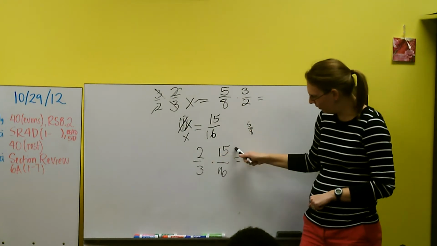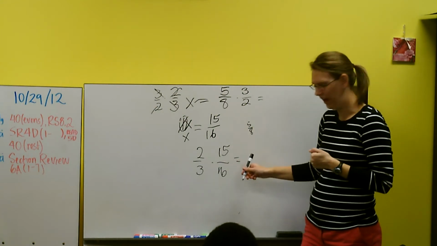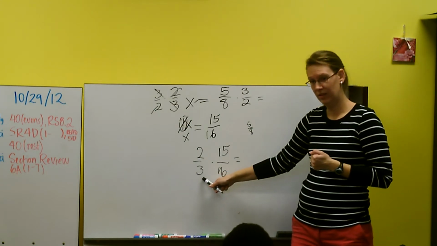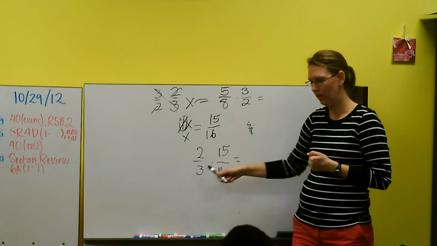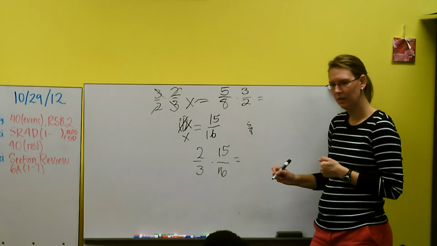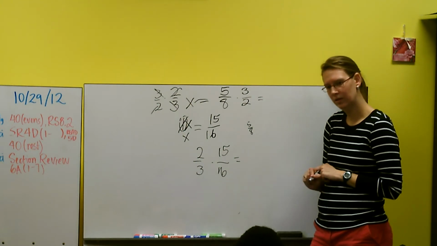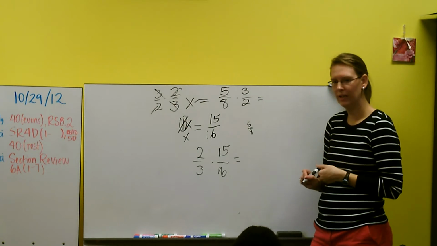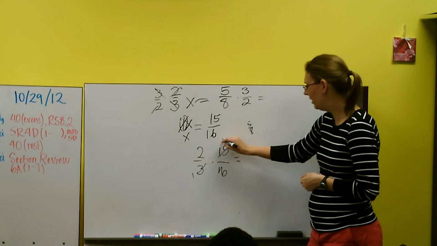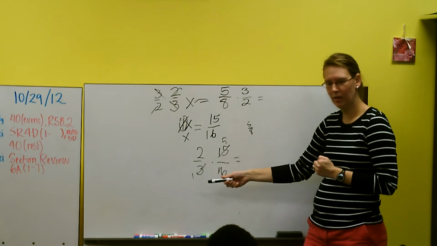Let's check it. Do 3 and 15 have anything in common? What do they have in common? 5? Does 3 have 5 in it? No. So what do they have in common? What can I reduce them by? By 3. Good. What's 15 divided by 3? 5. But they did not have 5 in common. They had what in common?